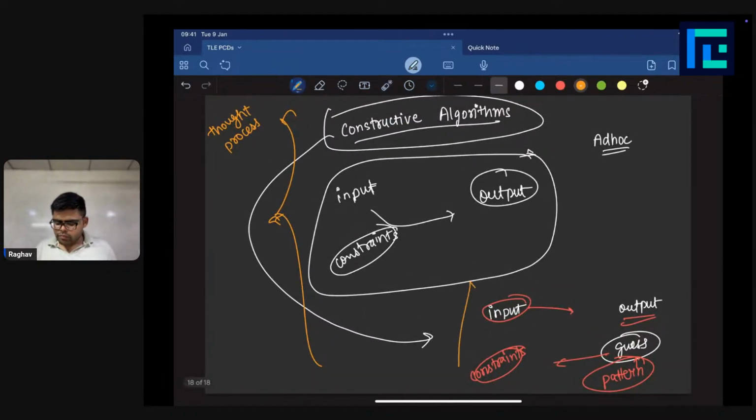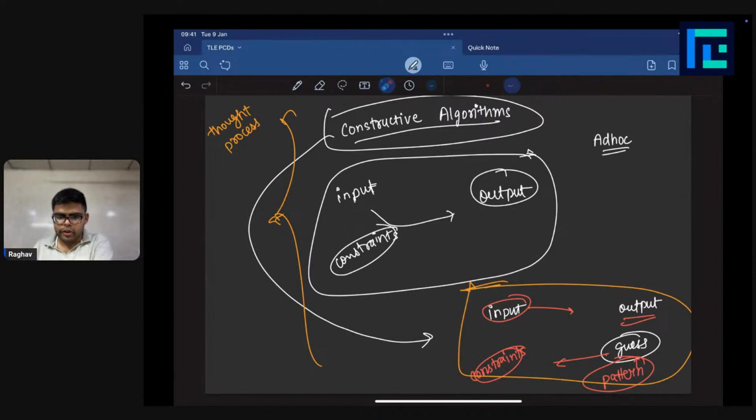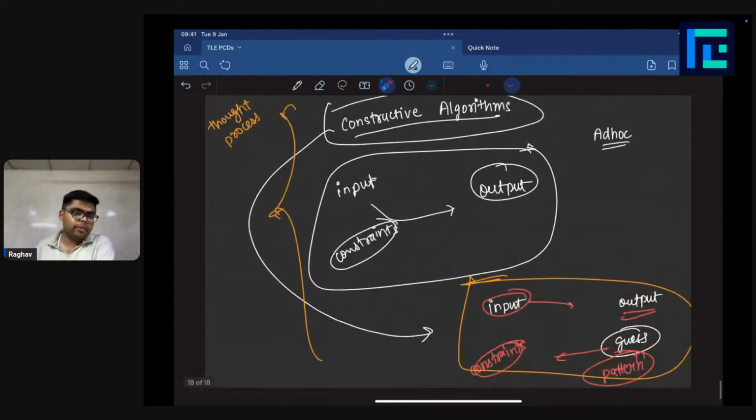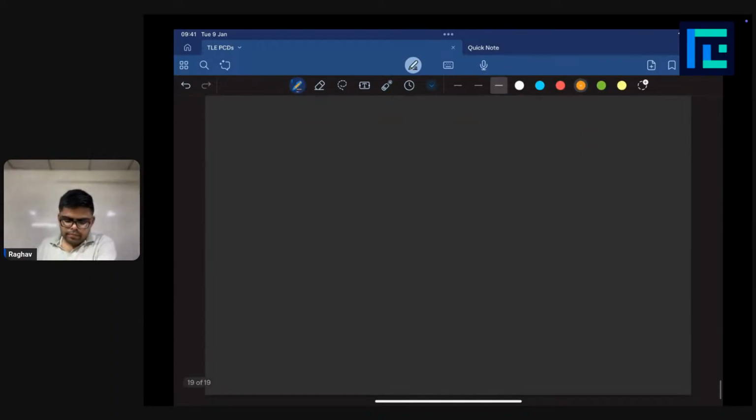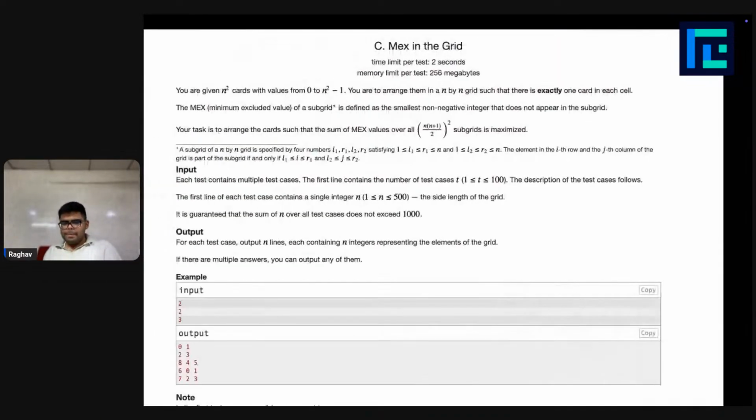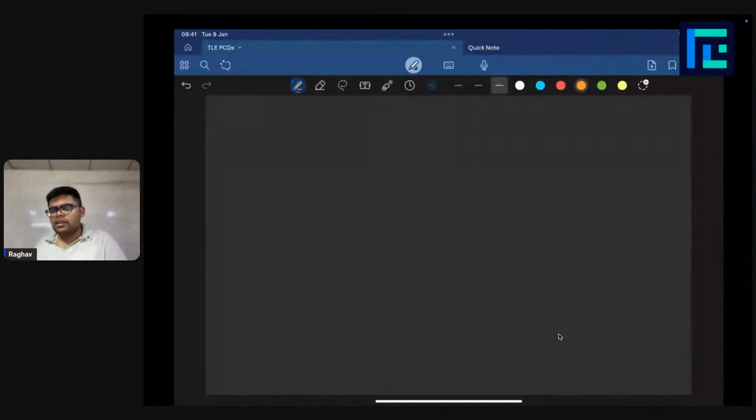And in a lot of problems, like the current C problem of this contest, it can save a lot of time. If you guessed a pattern and that is actually passing all the constraints, then instead of spending 30 minutes, you might do the problem in 5 minutes, right? Now, one more thing.